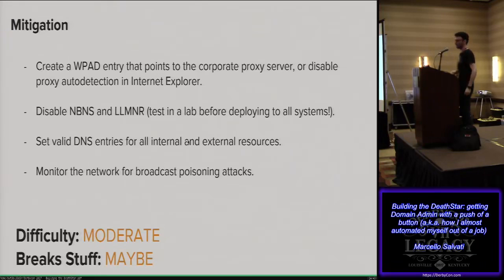All these changes that I'm going to be mentioning through these slides, please test in the lab before deploying in production, because all this stuff can break legacy systems. You're going to want to set valid DNS entries for all internal and external resources, and monitor network traffic for broadcast poisoning attacks. If you're familiar with Responder, if you look at the code that Responder has, you can see that the packets it generates can be pretty easily signatured. So that's a pro tip in case you want to write rules for IDSs to detect Responder network traffic.